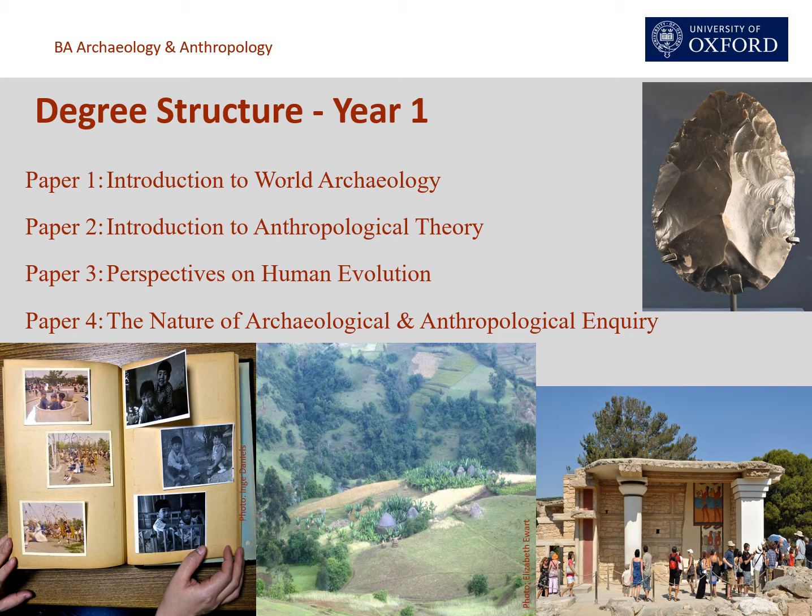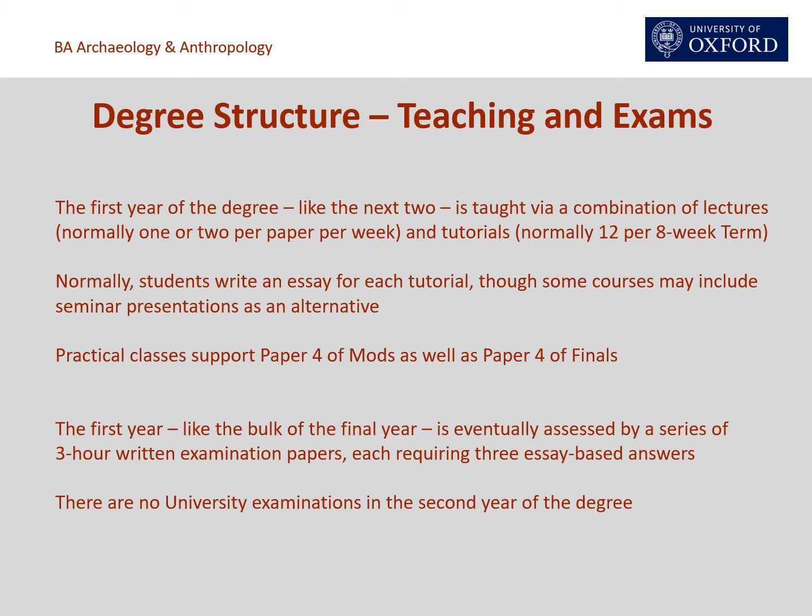Perspectives on Human Evolution combines fossil evidence, the insights increasingly coming now from genetics, from primate studies, and from archaeology to understand how humans have evolved from that point of divergence with chimpanzees up to the present. And finally, the nature of archaeological and anthropological inquiry focuses more upon theory and methods, and also the cultural and political context within which archaeology and anthropology are practiced today and have been practiced in the past.